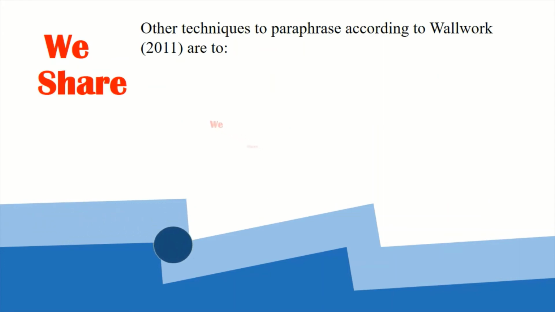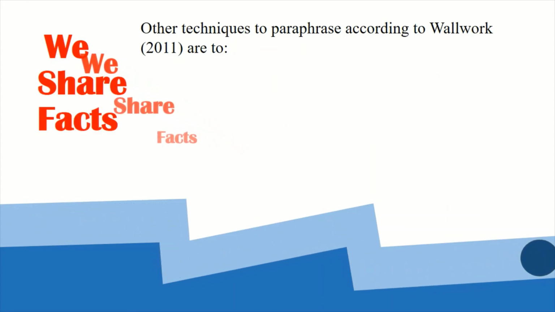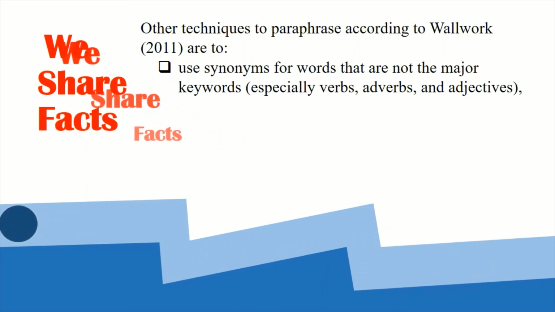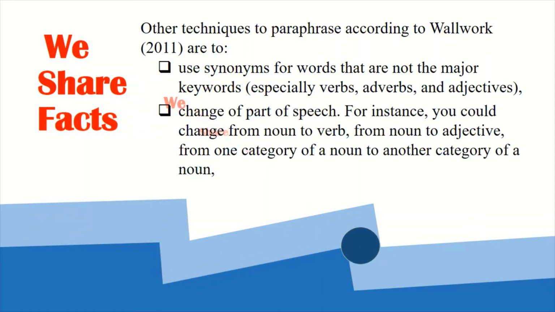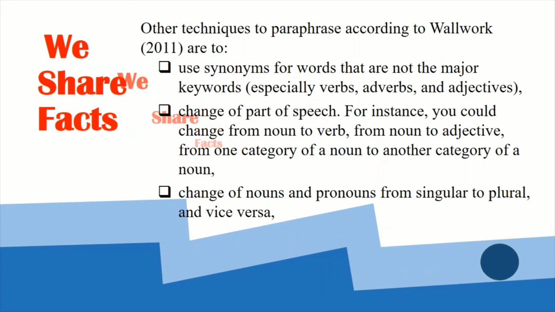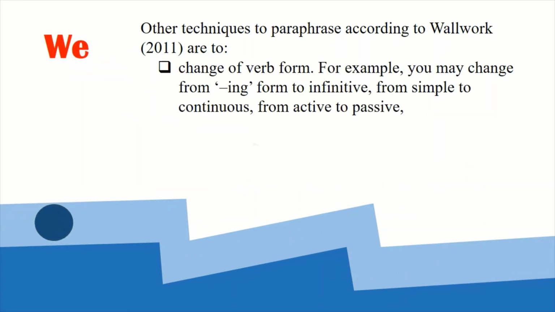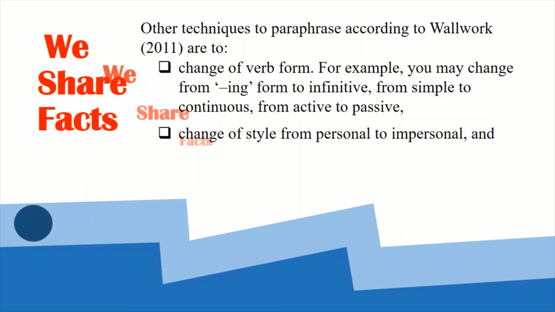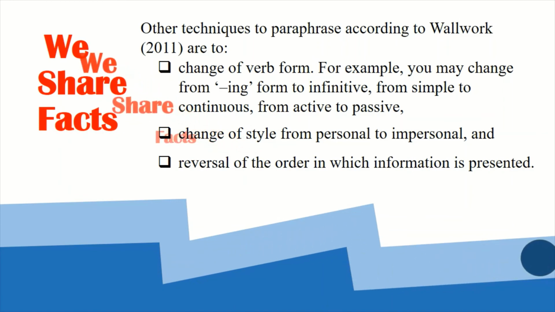Other techniques to paraphrase according to Wallwork, 2011, are to: 1. Use synonyms for words that are not the major keywords, especially verbs, adverbs, and adjectives. 2. Change of part of speech. For instance, you could change from noun to verb, from noun to adjective, from one category of a noun to another category of a noun. 3. Change of nouns and pronouns from singular to plural, and vice versa. 4. Change of verb form. For example, you may change from ing form to infinitive, from simple to continuous, from active to passive. 5. Change of style from personal to impersonal, and 6. Reversal of the order in which information is presented.